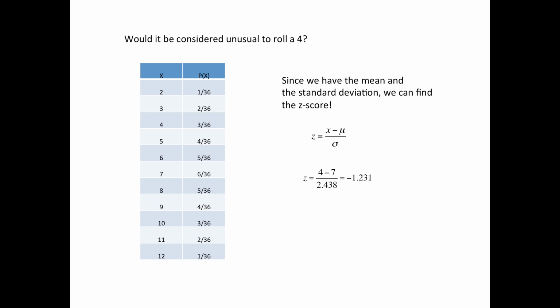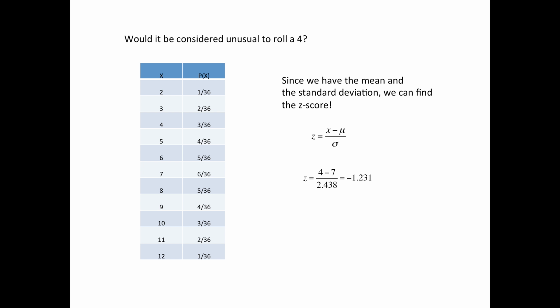Would it be considered unusual to roll a 4? You may recall the word unusual means we get to use the z-score. That's right. Remember the good old z-score? So you take the score minus the mean, divided by the standard deviation. So for us, I'm asking about a 4, so that's going to be x. So it's going to be 4 minus the mean of 7, divided by that standard deviation that we just got, and z turns out to be negative 1.231.